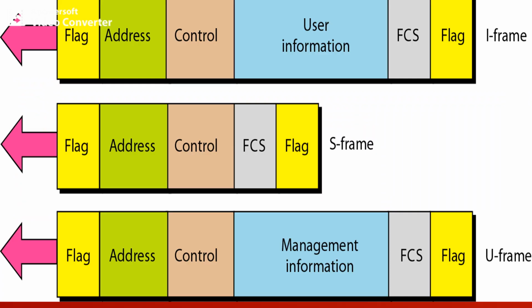The diagram shows the different frames like I frame, S frame and U frame. We can use the I frame in order to carry user data and control information, and the S frame is used in order to carry control information, and the last one is the U frame, which is used in order to carry system management information.